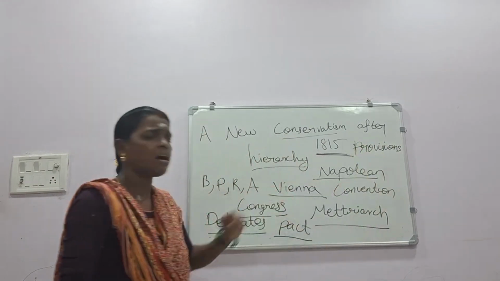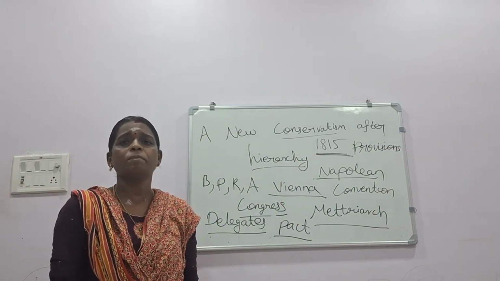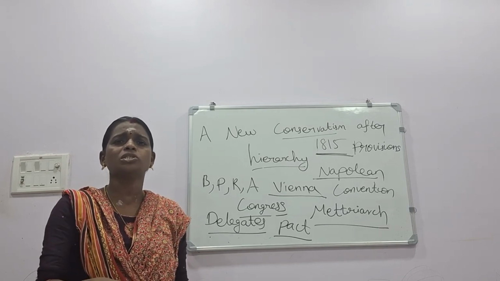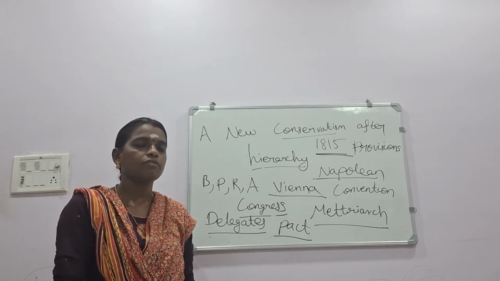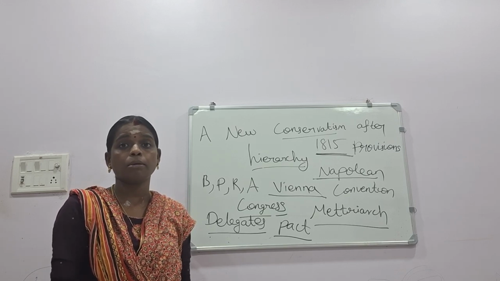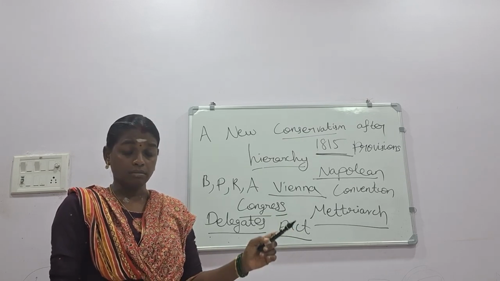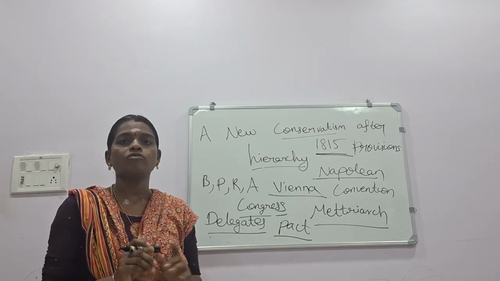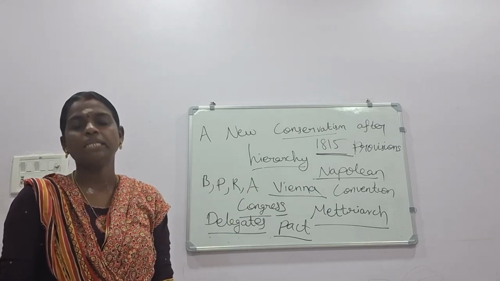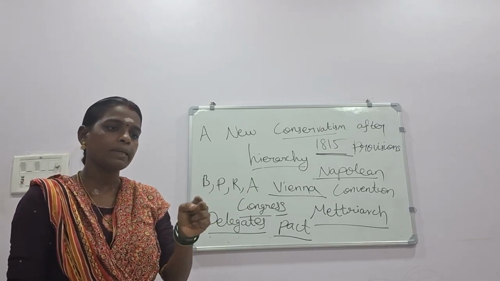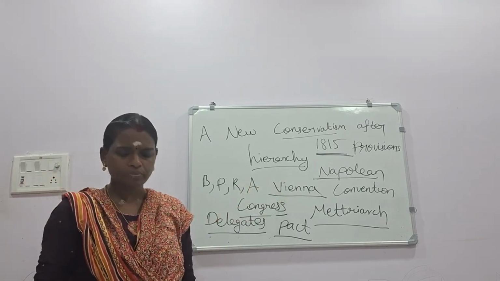Why was this Vienna Pact signed by the delegates of the conference? That was the purpose: do not follow the changes brought by Napoleon. We already studied that from 1804, due to the Napoleonic War, many changes were brought in the European countries. But the Vienna Treaty stated: don't follow the changes brought by Napoleon. That was the main theme of the Vienna Treaty.